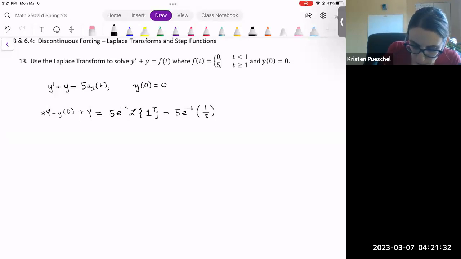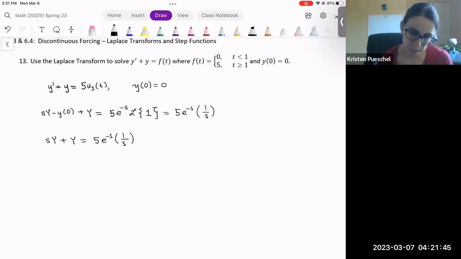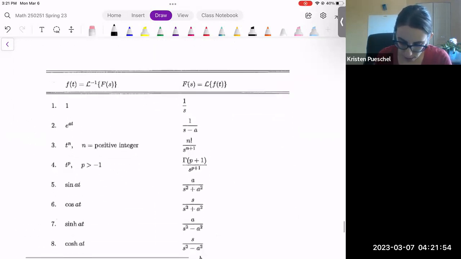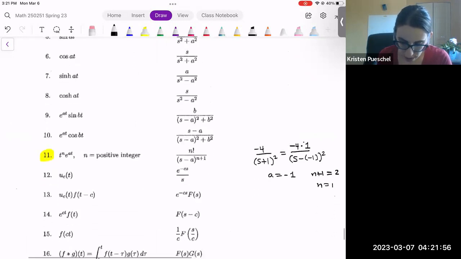Okay, so this gives us s times Y plus capital Y equals 5e to the negative s times 1 over s. Okie dokie. We can also find this on our formula sheet. If we head over there, we see uc of t, I was calling it ua of t, is going to be e to the negative as over s.